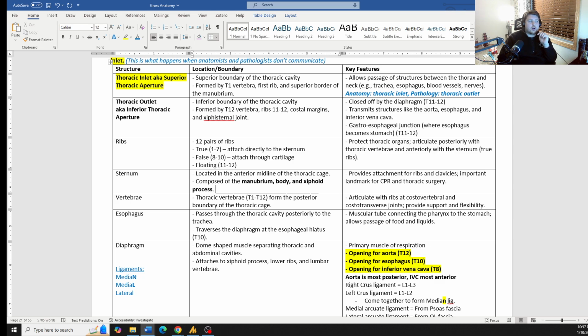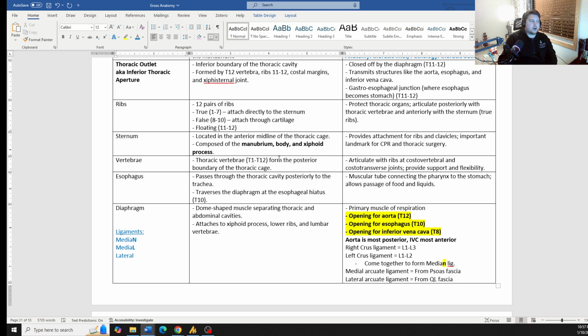How many ribs are directly connected to the body? That is going to be ribs 2 through 7: 2, 3, 4, 5, 6, 7. So 6 connect directly to the body of the sternum. 2 on the manubrium, 6 on the body, because we count rib number 2 twice.